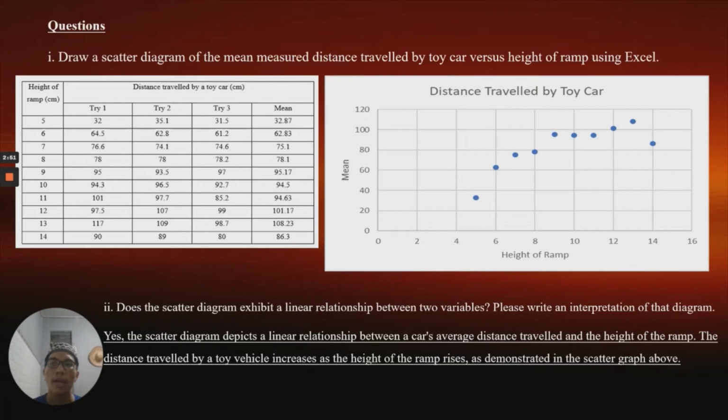For the height of ramp 9 cm, the mean we get is 95.17.